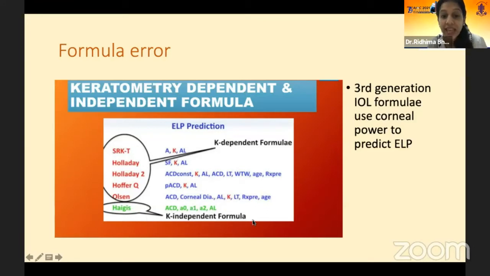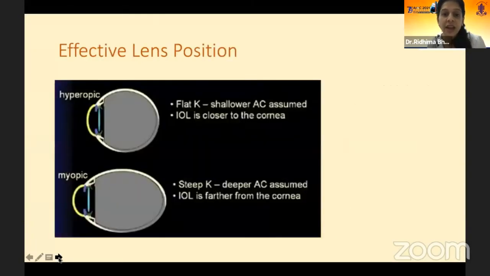The Haigis is a K-independent formula, but the rest use corneal power to predict where the IOL sits, and that results in an error. If you enter a very flat reading, like after your myopic treatment, say 40 diopters, it assumes that this eye has a shallow anterior chamber and the IOL is positioned anteriorly in the eye, and it would then predict a lower IOL reading. So it's underestimating your IOL power after a myopic laser.